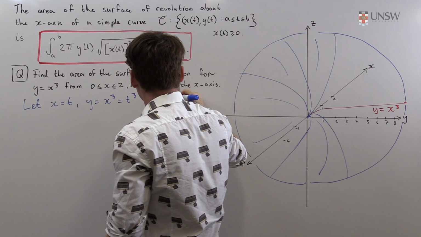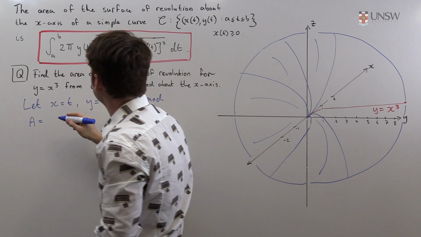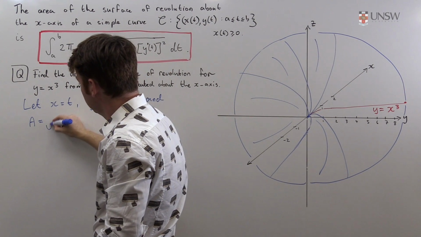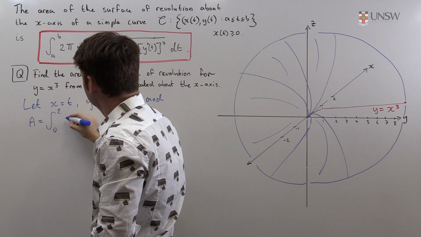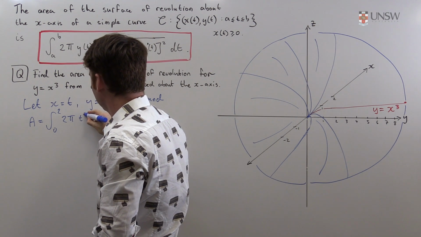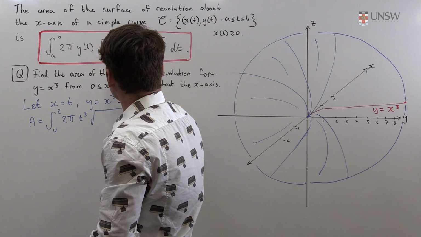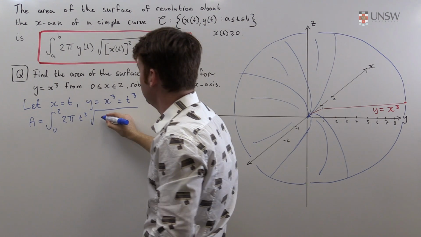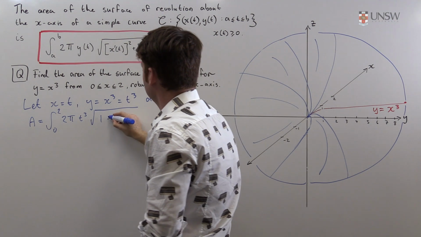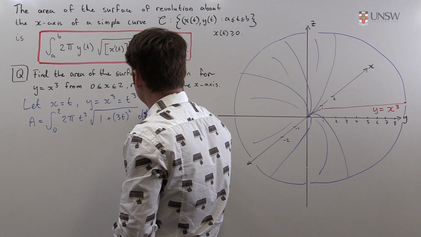And surface area is given by this formula. Since x is just t, a is going from 0 to 2. So it's the integral from 0 to 2 of 2 pi y of t, which is just t cubed, times the square root of the derivative of x with respect to t, which is just 1, squared, plus the derivative of y with respect to t, which is 3t squared, squared, dt.